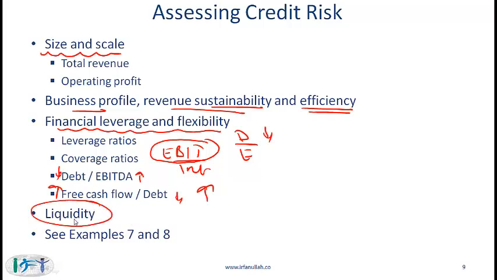We should also be concerned about the liquidity of a company. The classic liquidity ratio is the current ratio, which is current assets over current liabilities. If this ratio is high, that means the company will easily meet its short-term obligations. If you have time, you can read examples 7 and 8, which basically highlight the material shown on this slide.